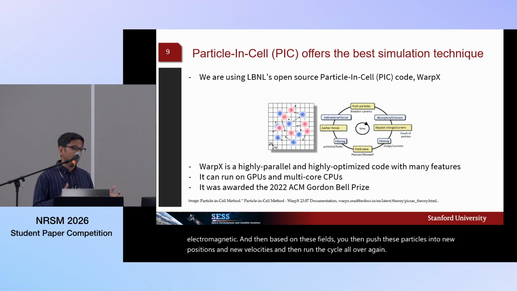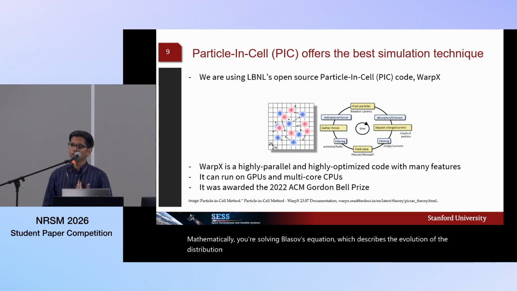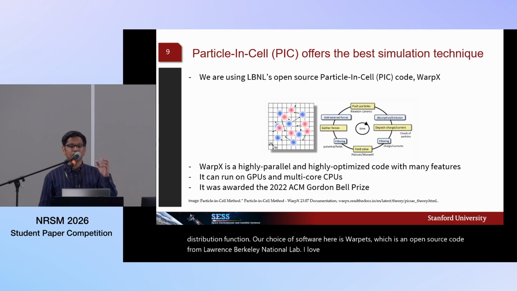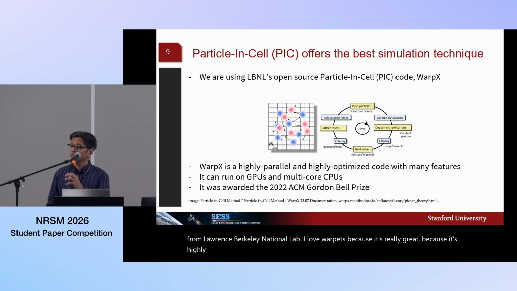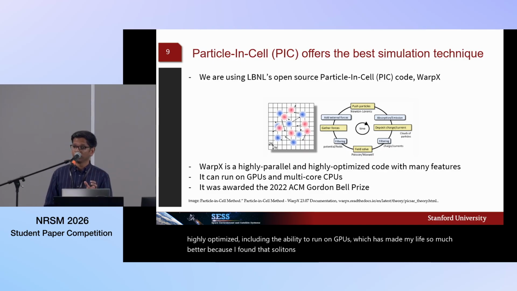Mathematically, you're solving Vlasov's equation, which describes the evolution of the distribution function. Our choice of software here is WarpX, which is an open source code from Lawrence Berkeley National Lab. I love WarpX because it's highly optimized, including the ability to run on GPUs, which has made my life so much better because I found that solitons are extremely sensitive to noise, because this noise acts like numerical collisions that can damp out the soliton.